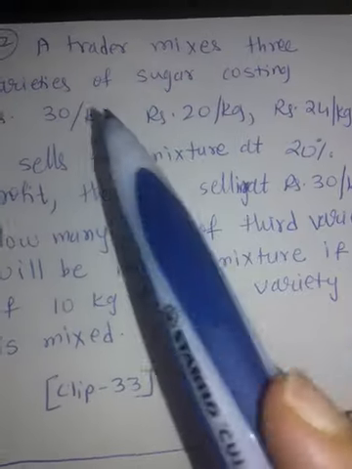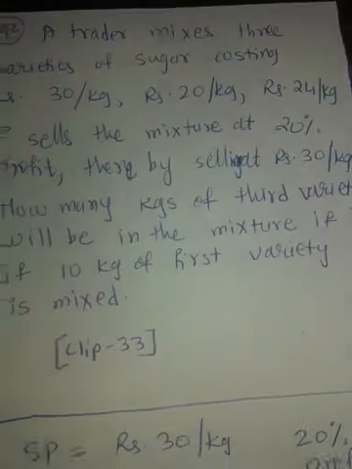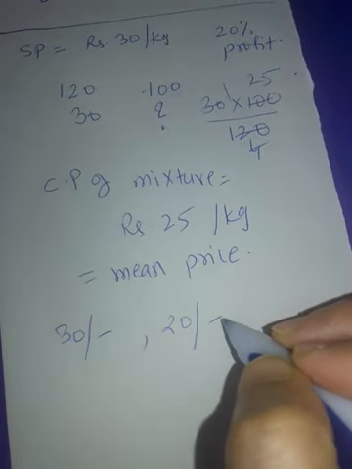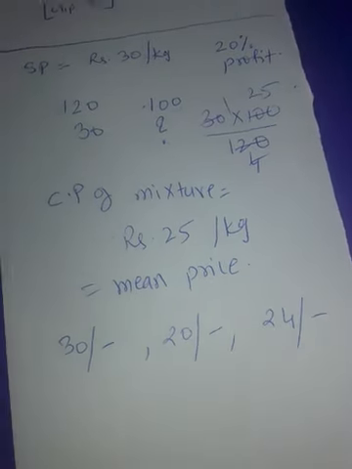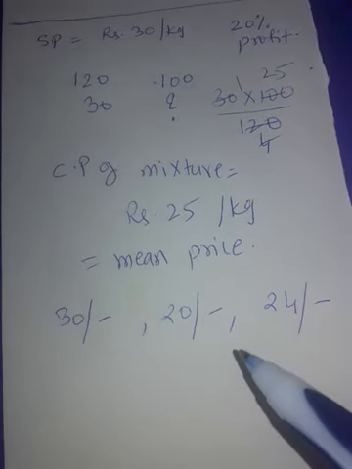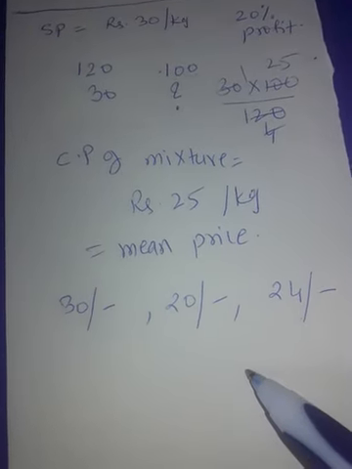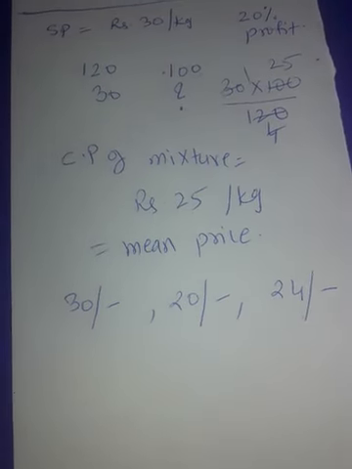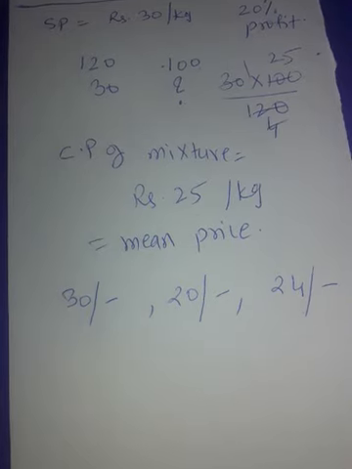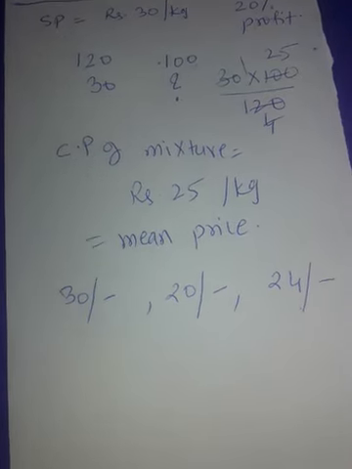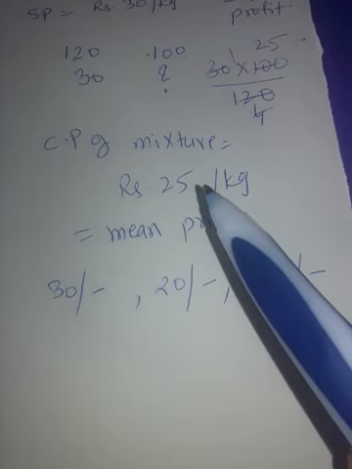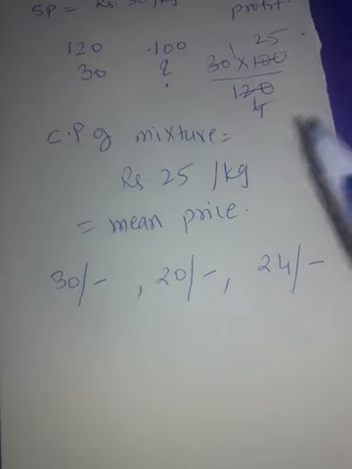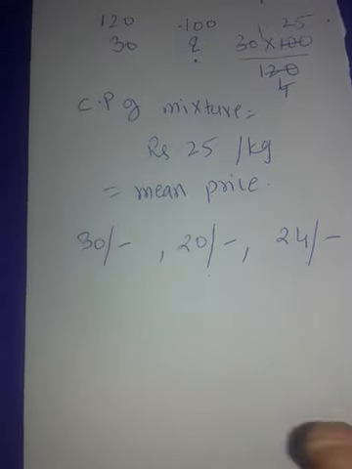And now what are the 3 varieties? 30, 20 and 24. So which 2 can I use? If I use 20, 24 and 25, is it allowed? 20 and 24 both are less than 25, so it is not allowed. The mean should be such that one is less than the mean and one is greater than the mean. So how can we use them? We can use 30, 20 and mean 25. We can use 30, 24 and mean 25. So let us use it now 2 times.